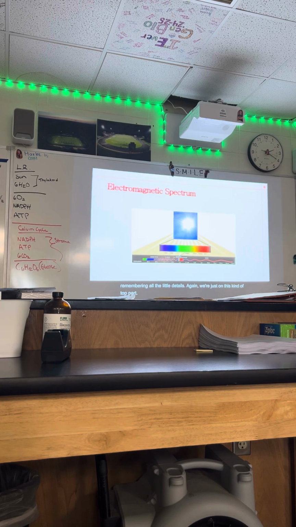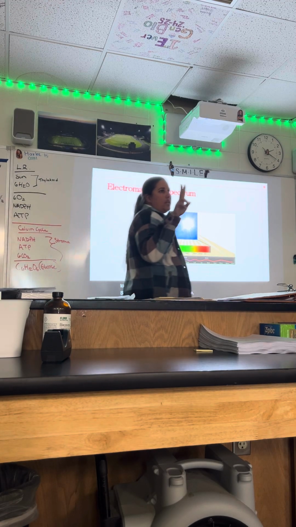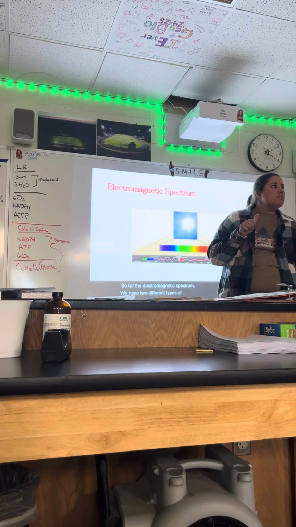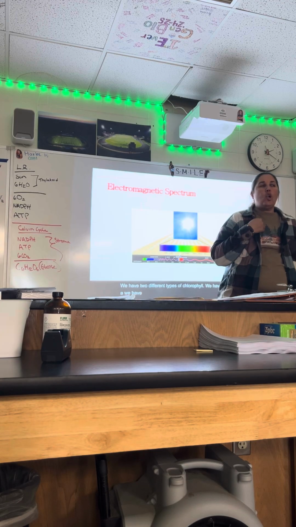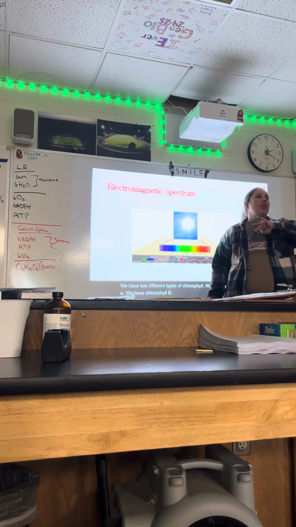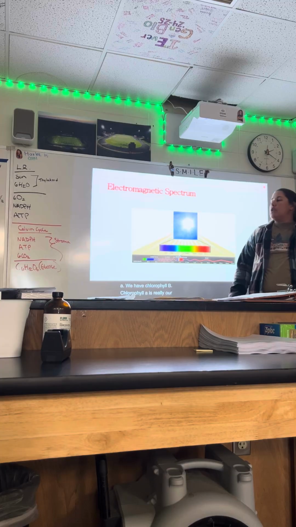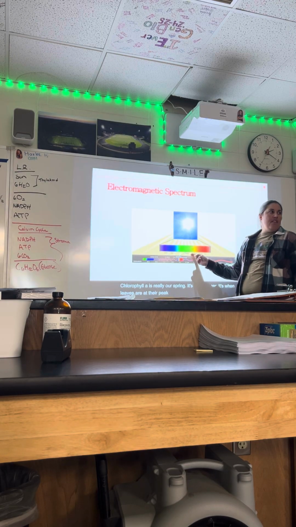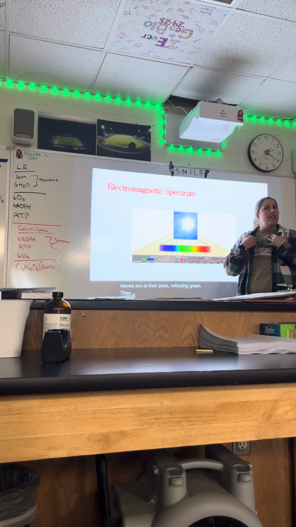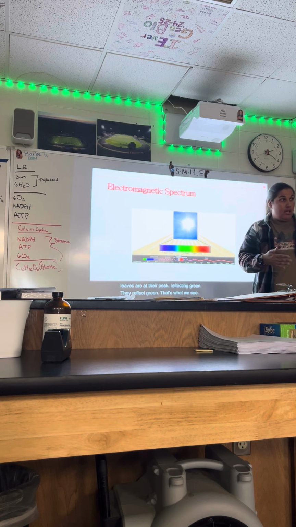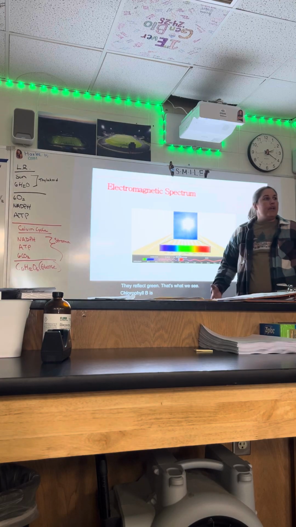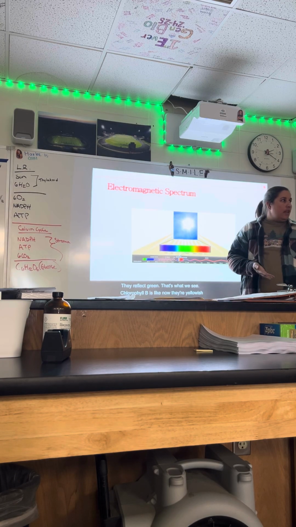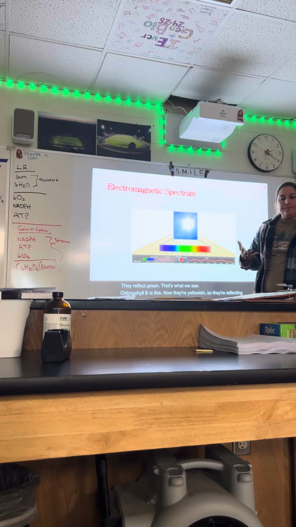So, for the electromagnetic spectrum, we have two different types of chlorophyll. We have chlorophyll A, we have chlorophyll B. Chlorophyll A is really our spring. It's our summer. It's when leaves are at their peak reflecting green. Okay, they reflect green. That's what we see. Chlorophyll B is like now. They're yellowish. So they're reflecting yellow or oranges.